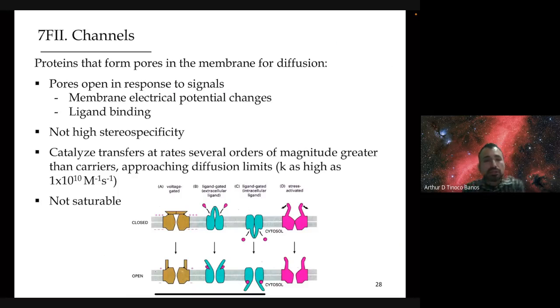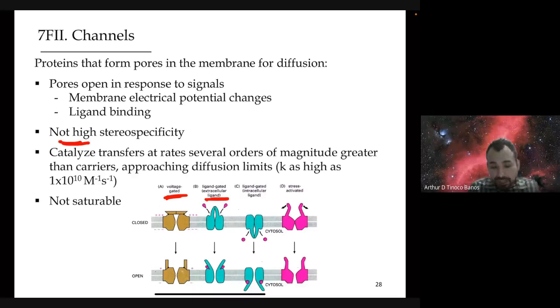All right, so let's focus on channels. Remember, that's part of the categorization of the transporters. These are proteins that form pores in the membrane for diffusion. The pores open in response to a signal. So what are these possible signals? You can have a membrane electrical potential change, or you may have ligand binding. Here I'm showing you this cartoon representation of whether there is an electrical signal or whether there is a substrate that binds to the channel. And that binding interaction implies that the channel needs to open up in order to facilitate movement.